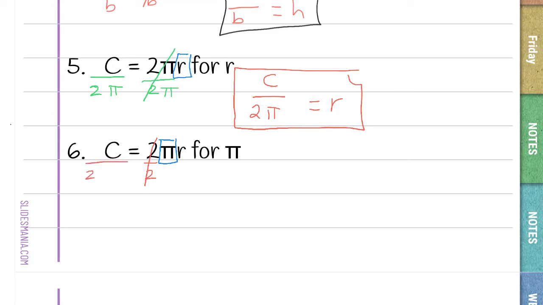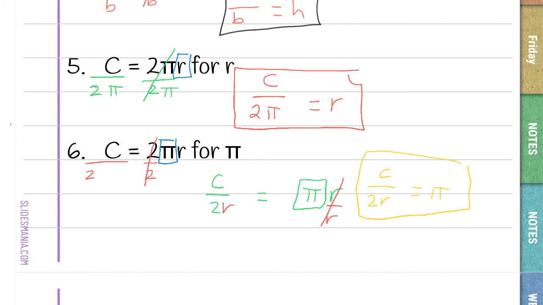And now I'm going to go ahead and rewrite it so you guys can see it more clear. So c over 2 is equal to pi r. Still have that box around that pi. Now, how do I move that r? Well, that's being multiplied. So how do I undo it? By dividing. R divided by r reduces to 1, and I divide it on this side as well. So then I'm left with my answer, which is c over 2r is equal to pi. And this is my answer.